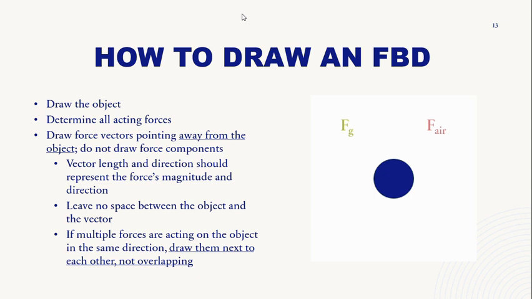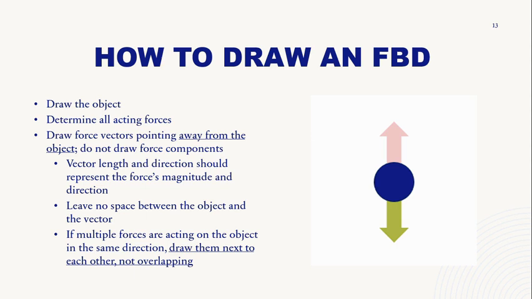We know that when an object is at its terminal velocity, the gravitational force and drag forces are equal. So, those vectors should be the same size. The gravitational force should point downward because that's the direction the Earth would pull the ball, and since air resistance opposes the direction of motion, it should point upward. So, is this correct? Well, the College Board says that you should leave no space between the object and the vector. The vectors must touch the object, so you draw the vectors like this.